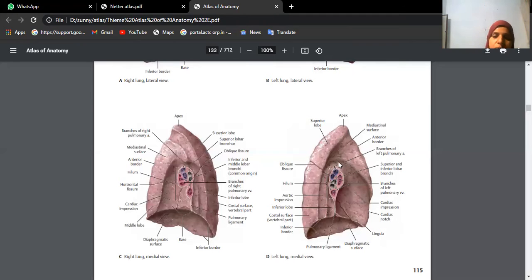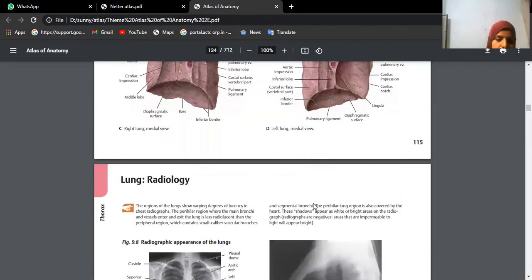Arch of aorta, you should check for the structures like brachiocephalic trunk, left common carotid and left subclavian. Higher up, you will see the impression for the trachea, esophagus. Theoretically, we say we have impressions for the left vagus and left phrenic nerves also.